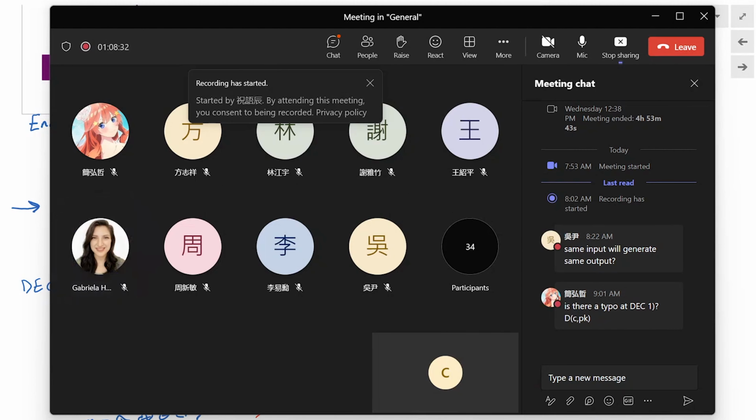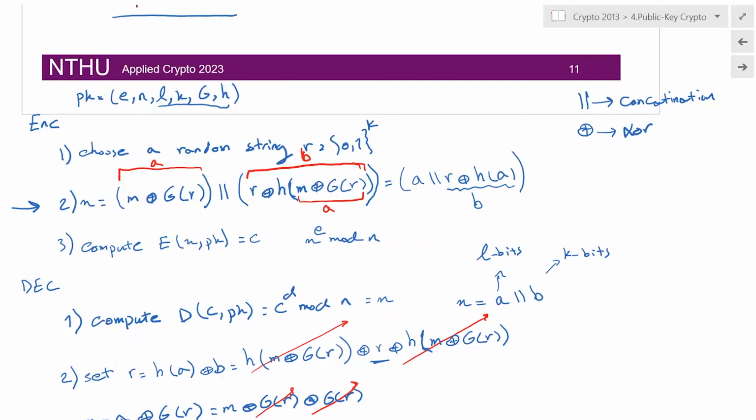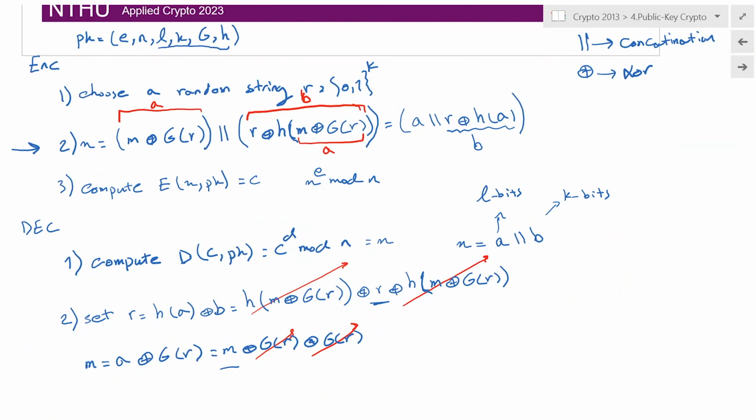Is there a typo in decryption of C and public key? What is the typo? For the decryption, I think it is correct, because you pass the secret key. Yeah, that's correct. So you pass the secret key. Okay. And the rest should be okay. Thanks for pointing this out.